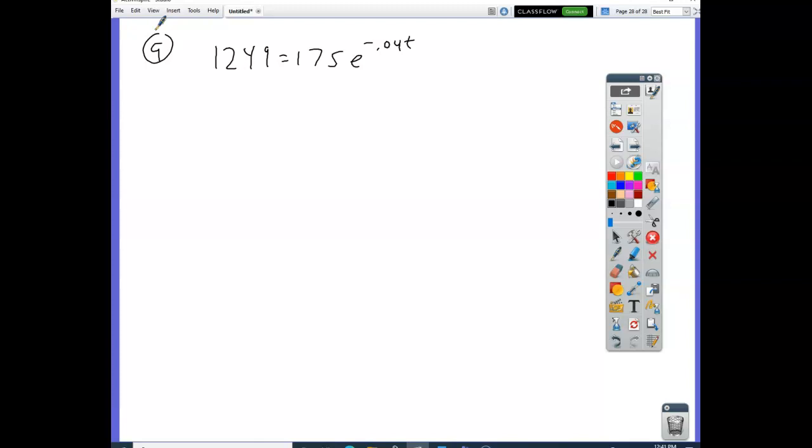So you have good algebra skills, right? What are the instincts your algebra skills tell you to do? Because I'm trying to get to that T. What should I do first?